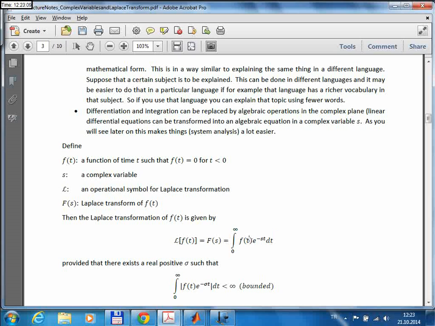So in the original function you have t, right? And then you also have t in this exponential term. But when you take the integral, the time dependence disappears, right? When you take the integral in a certain interval, in this case from 0 to infinity, in the end the time dependence disappears and you're left with something that is a function of s only. So this little s becomes the only variable in the function.